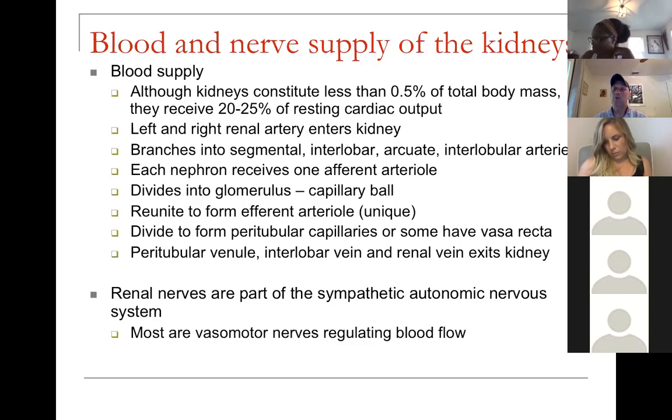So now when we need to decrease filtration rate, you're going to see that the vasomotor nerves are what regulate that blood flow. Similar to what we saw at the end of chapter 21, the vasomotor nerves traveling out to the arterioles will vasoconstrict or relax, depending upon what's going to happen there. But the sympathetic nervous system does not cause dilation. It causes vasoconstriction. Let's see how that works.